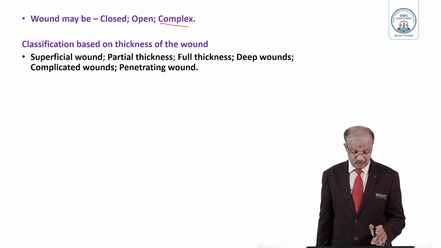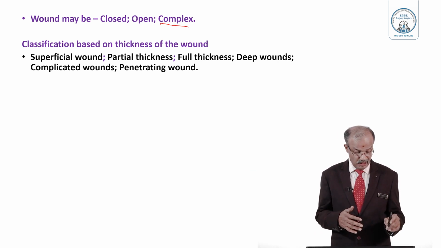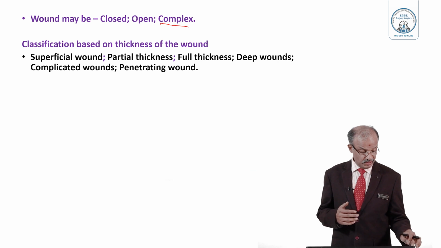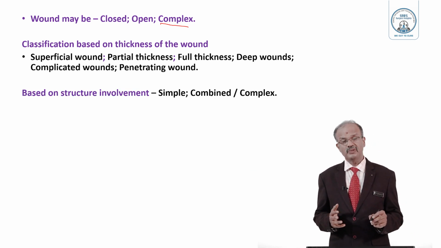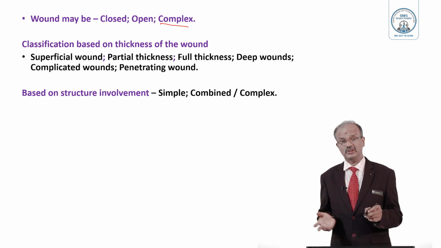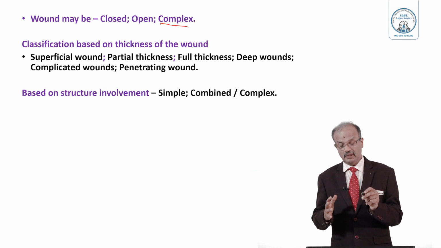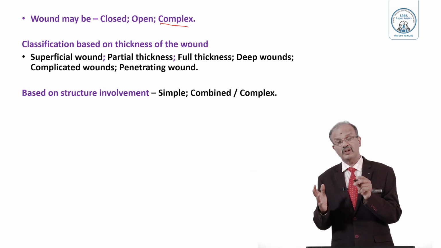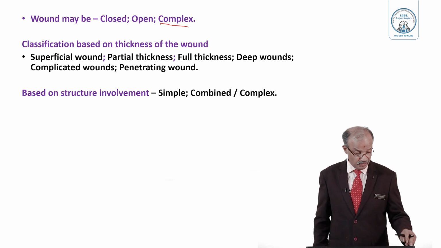So classification based on thickness of the wound: maybe superficial, partial, full thickness, deep, complicated wounds, penetrating wounds. There is another definition based on structure involvement: simple wound, combined wound, one or more organ, or complex wound. Simple is only one organ or one tissue involved, whereas complex is combined, more than one organ, more than one tissue. Rather, they are major injuries.